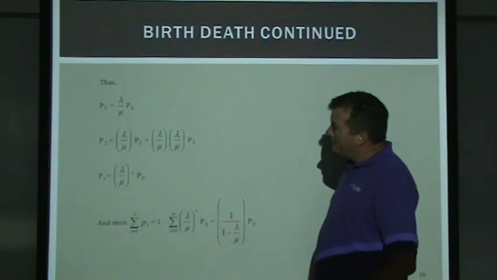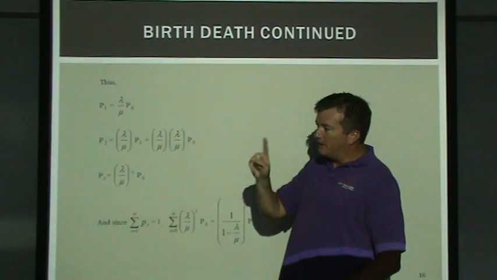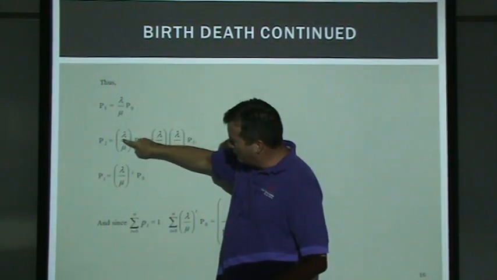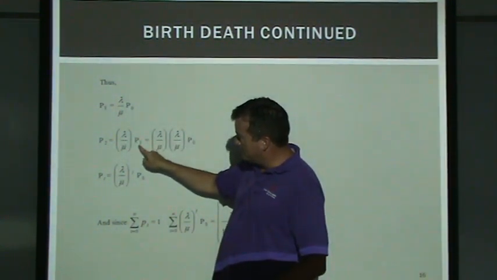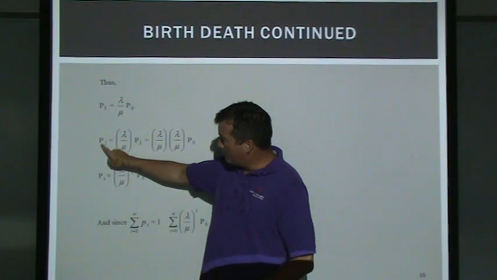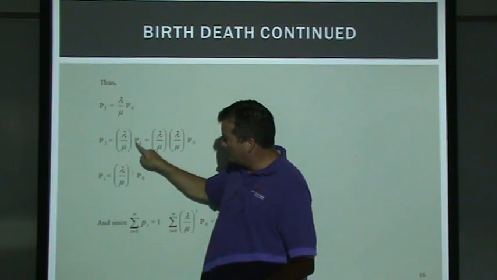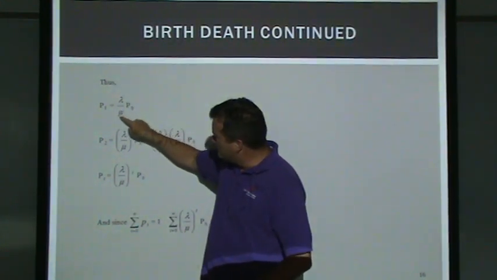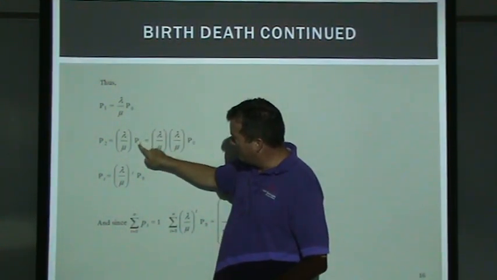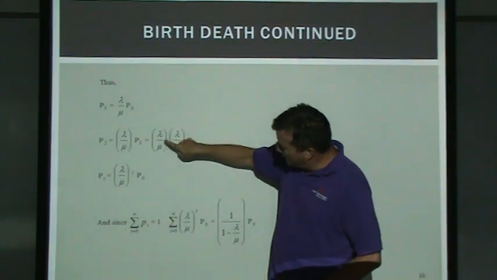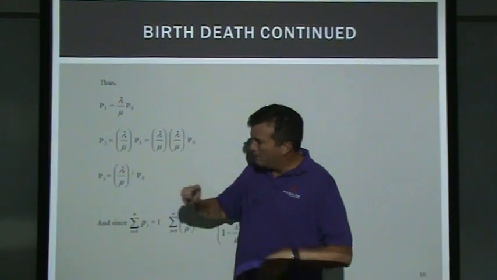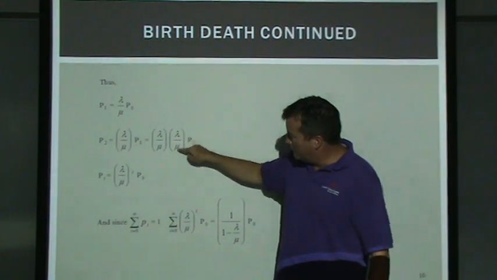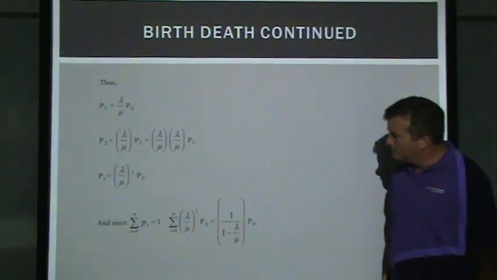If that's the case, the same relationship between state 2 and state 1 should hold. The probability of being in state 2 is lambda over mu times the probability of being in state 1. And considering that we can substitute this for the probability of being in state 1, we can connect state 2 to state 0. So it'd be lambda over mu times lambda over mu times the probability of state 0.